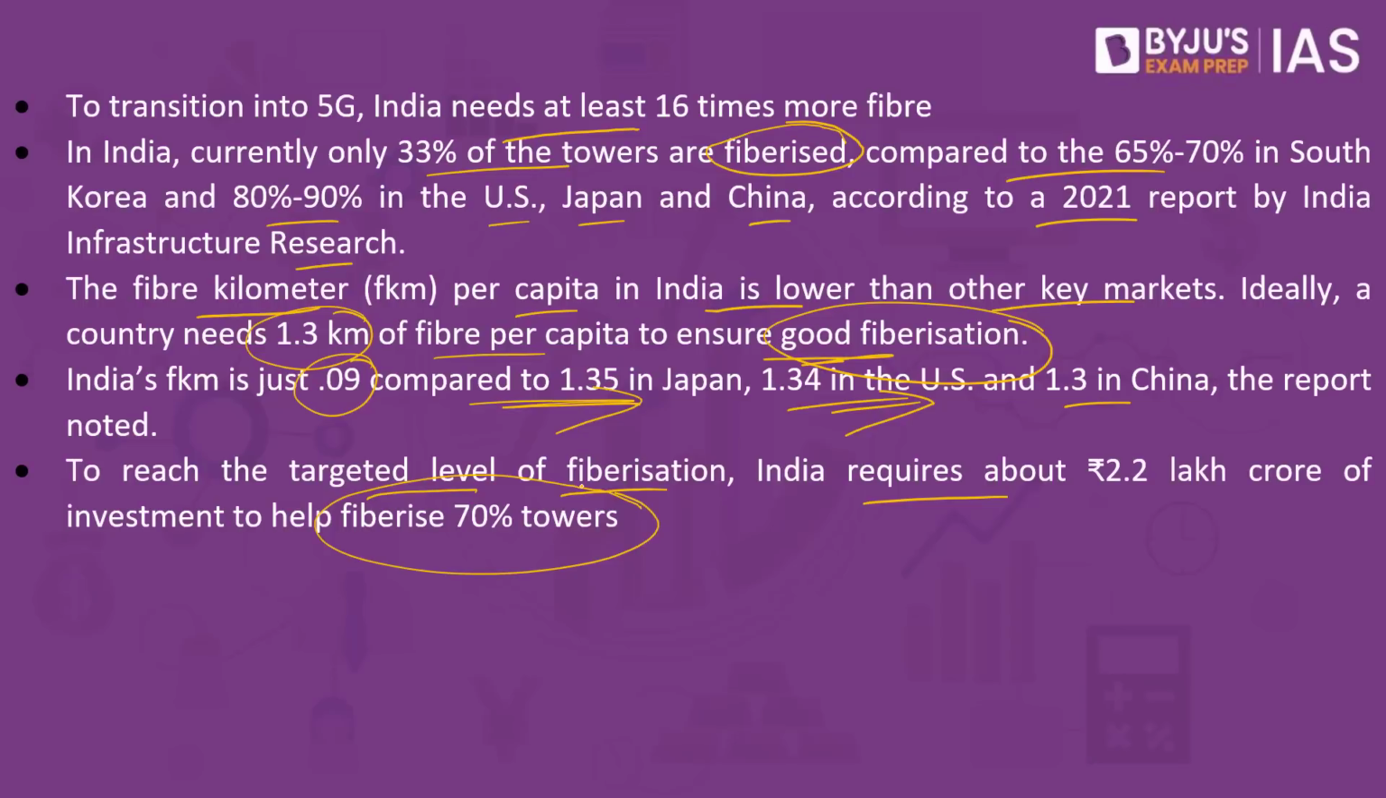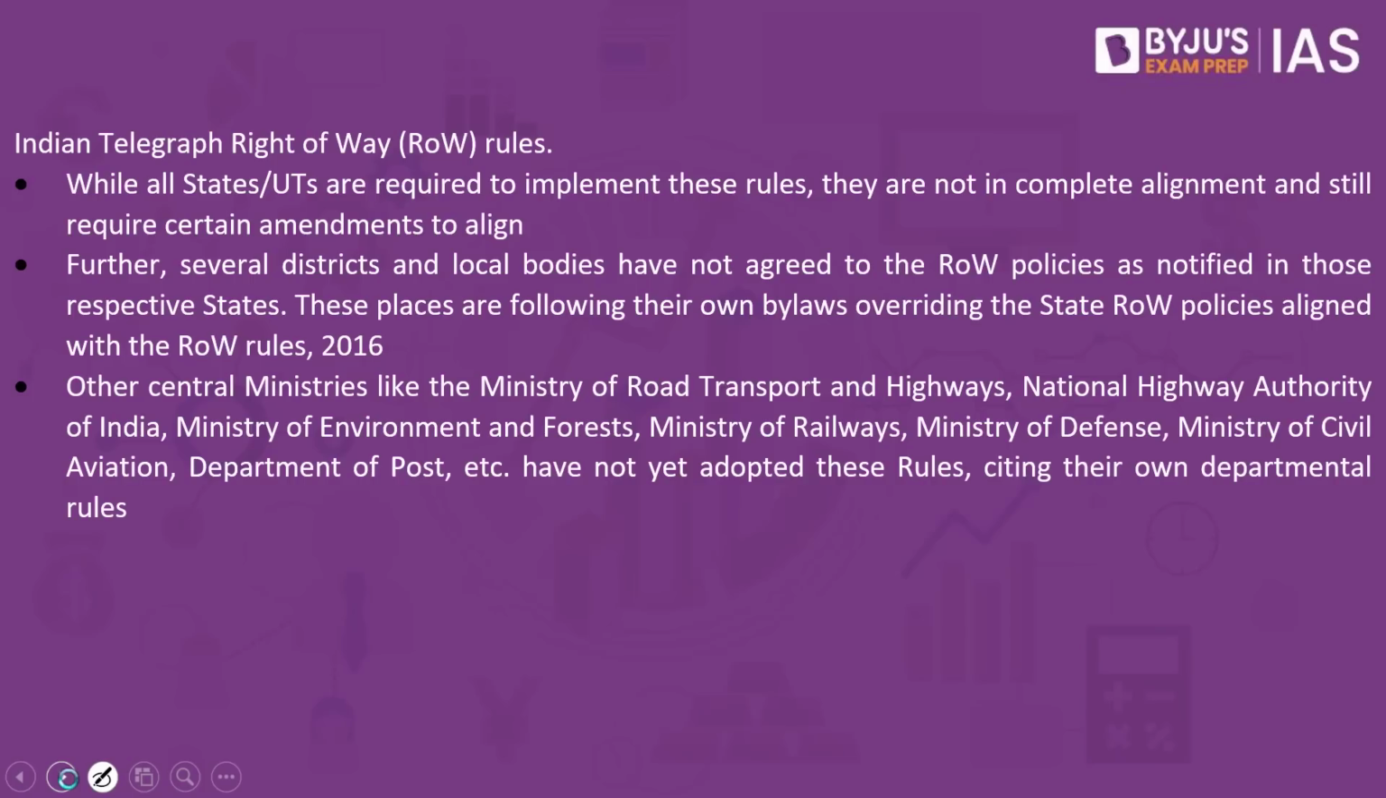The second major challenge is with respect to right of way rules. We have the government of India, which has taken multiple initiatives. For example, we have BharatNet, and the government of India is also focusing on smart cities as well. All this will give impetus to fiberization. However, the issue we currently have is that we have not expanded on the one side, and on the other side we also have right of way issues.